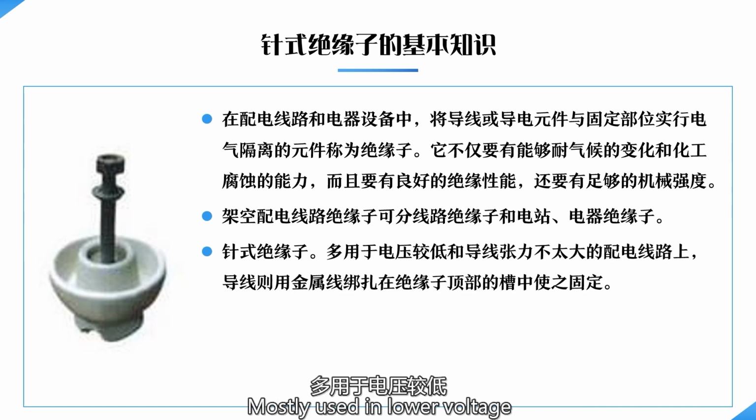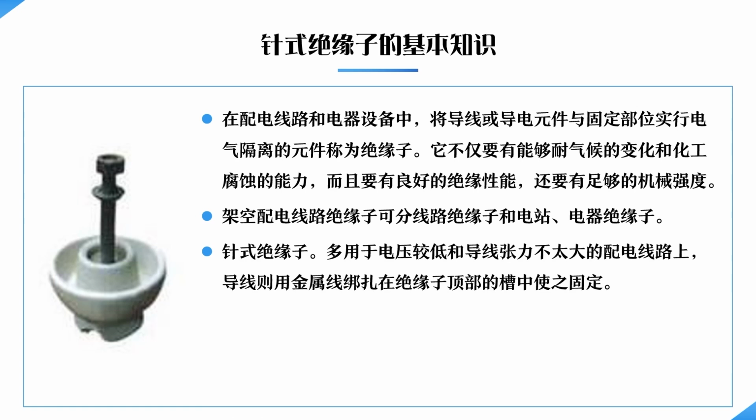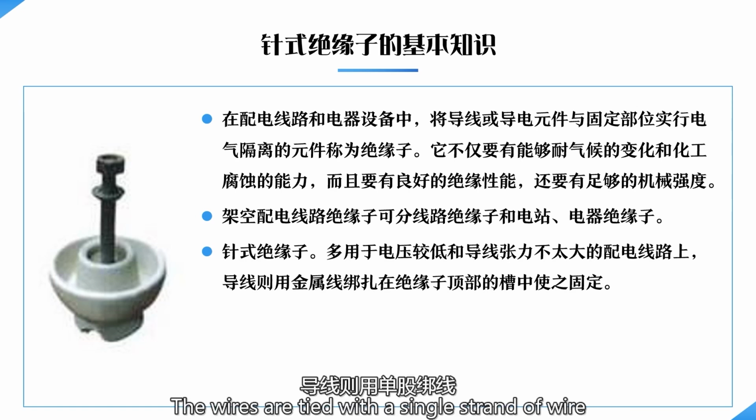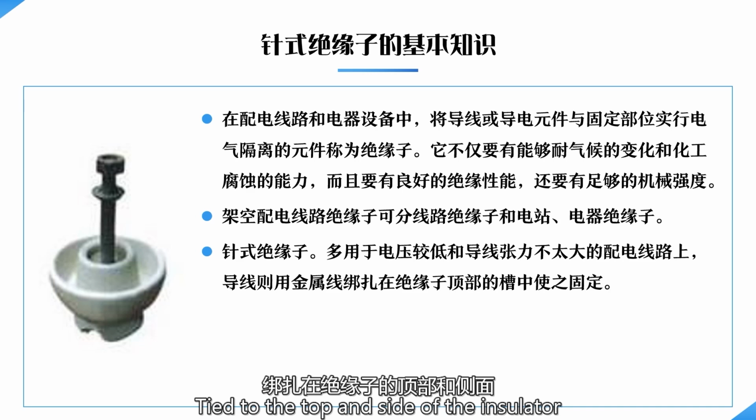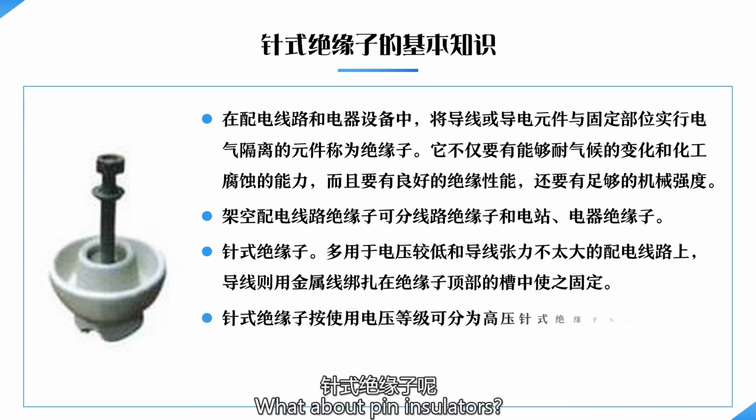Pin insulators are mostly used on distribution lines with lower voltage, where the conductor tension is not too big. The wires are tied with a single strand of wire to the top and side of the insulator to hold them in place.